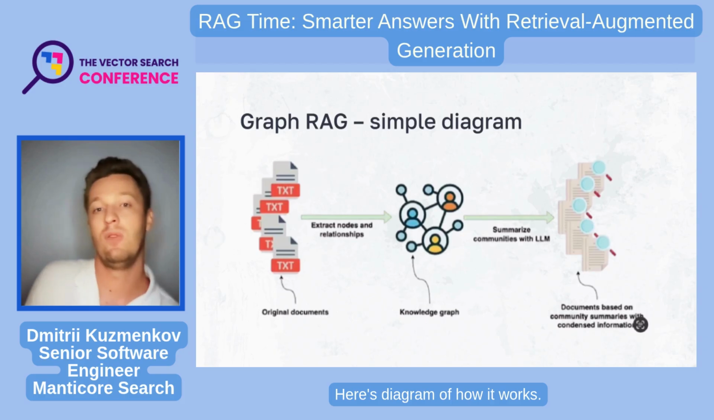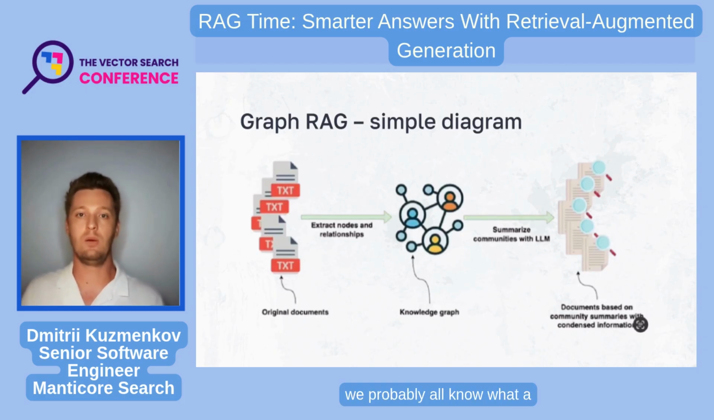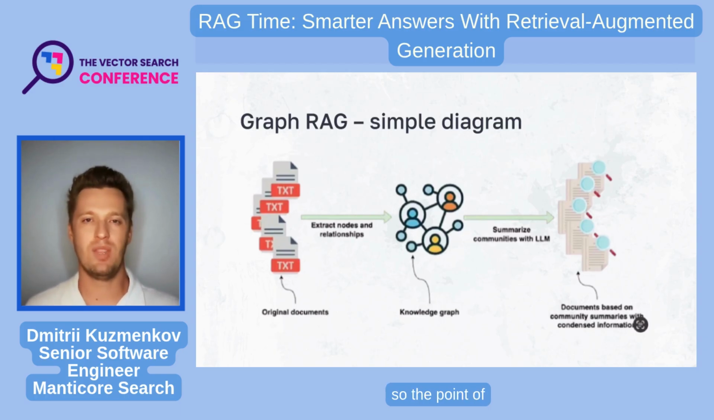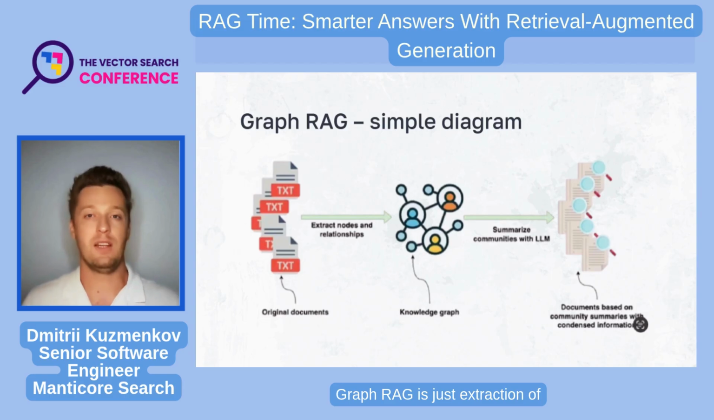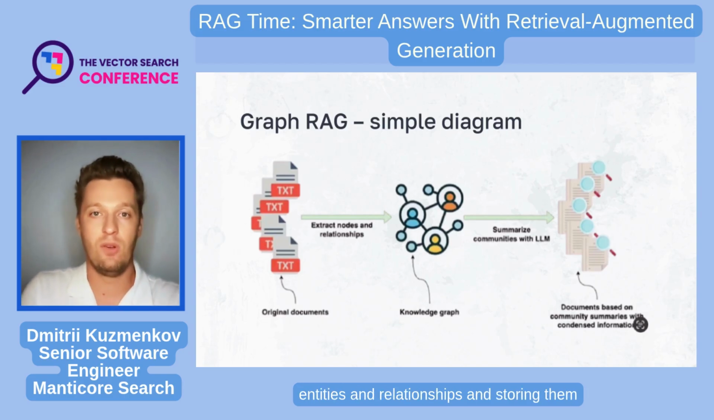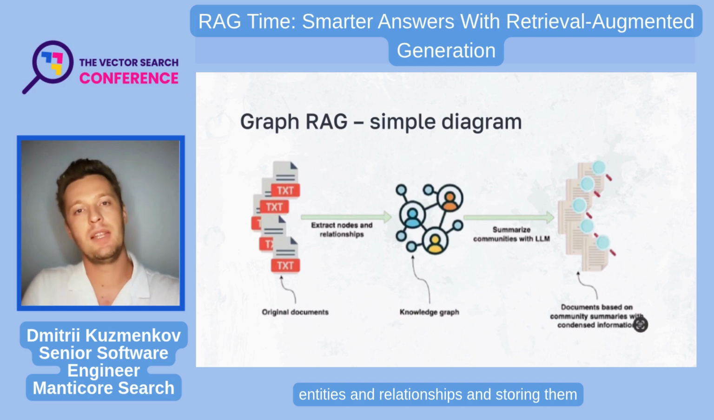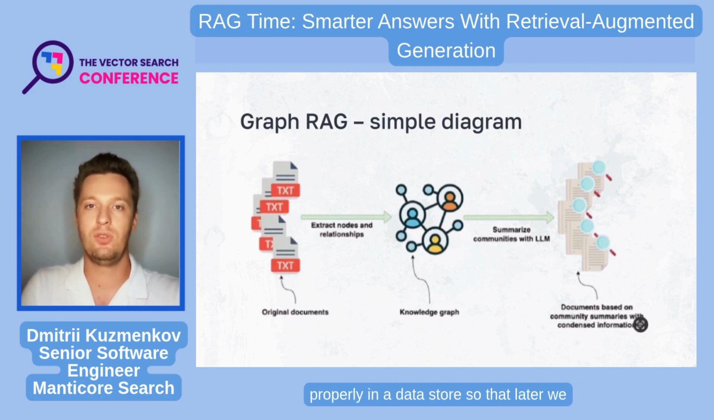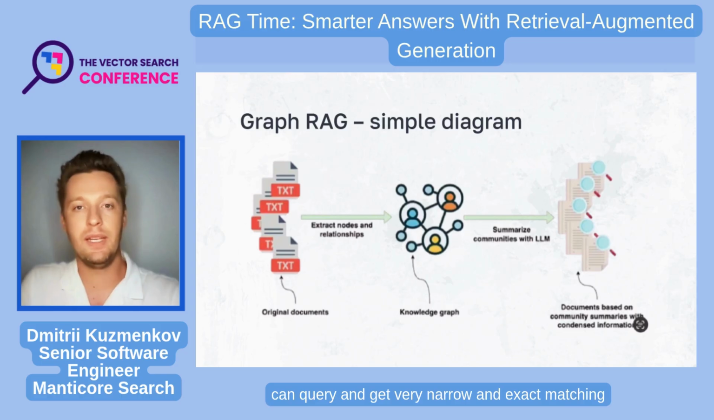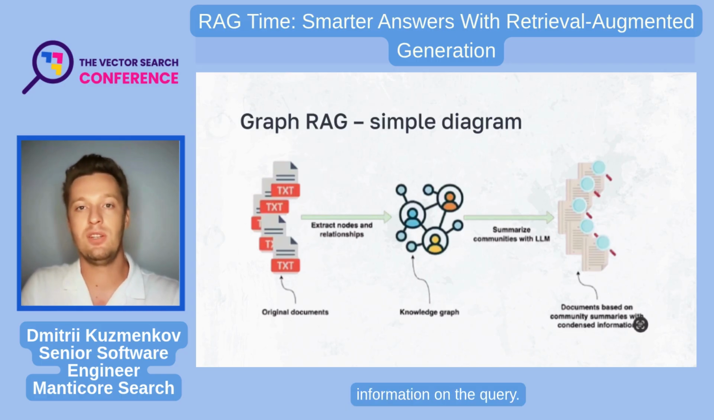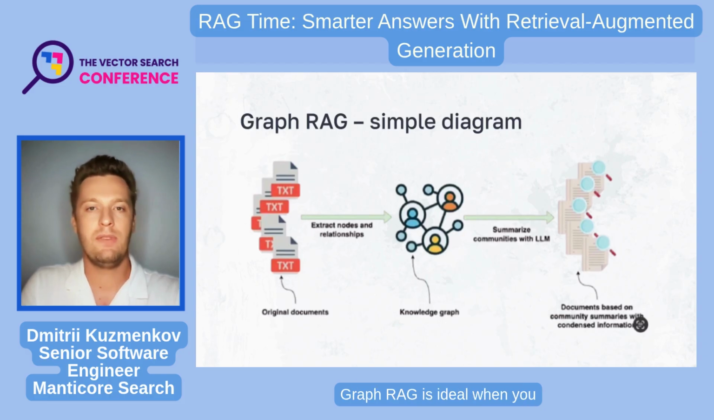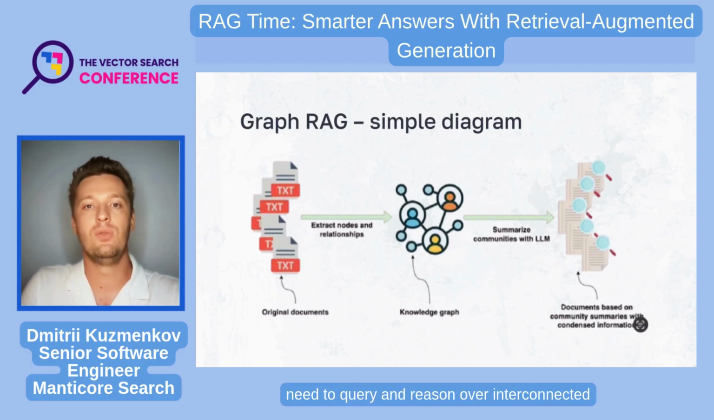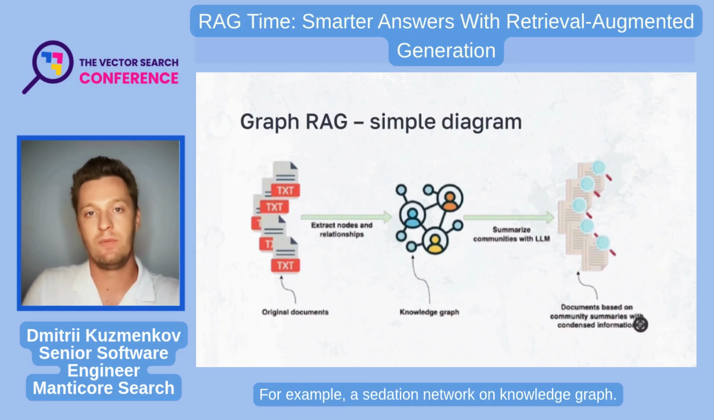Here's a diagram of how it works. Actually, we probably all know what a graph is exactly. So the point of GraphRAG is just extraction of entities and relationships and storing them properly in a data store, so that later we can query and get very narrow and exact matching information on the query. GraphRAG is ideal when you need to query and reason over interconnected graph-structured data, for example, a citation network or knowledge graph.